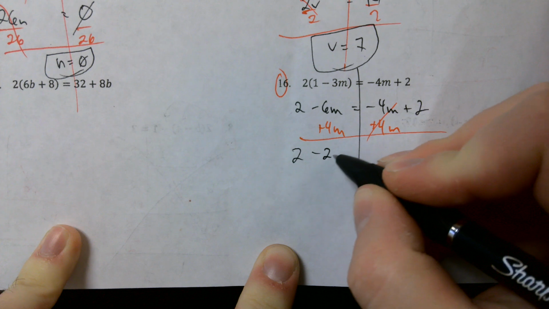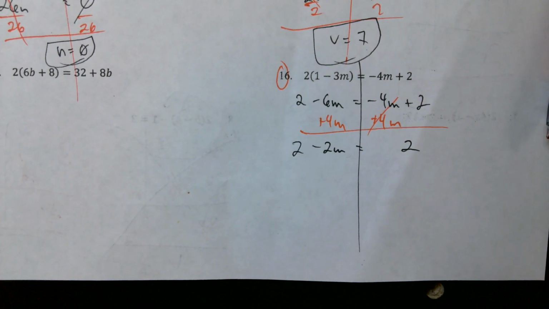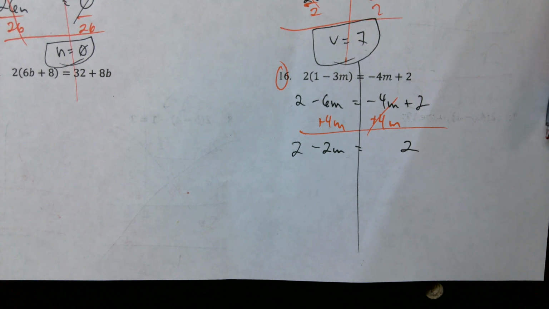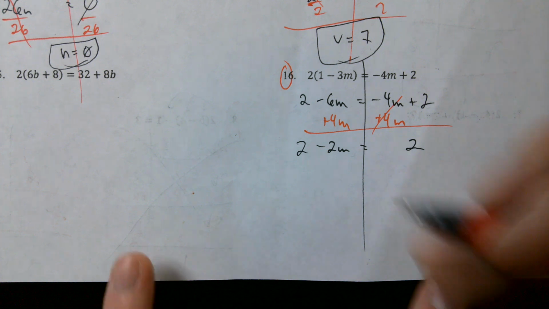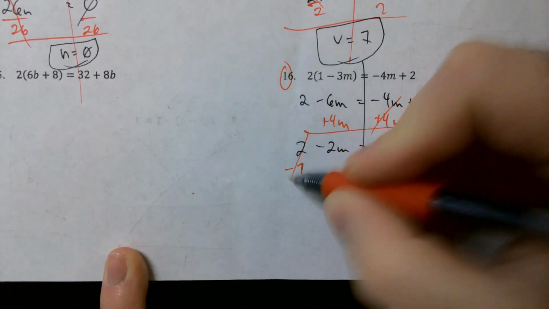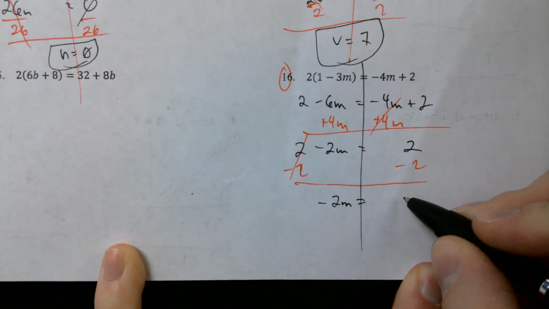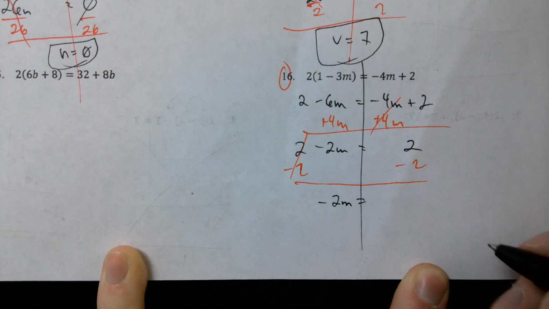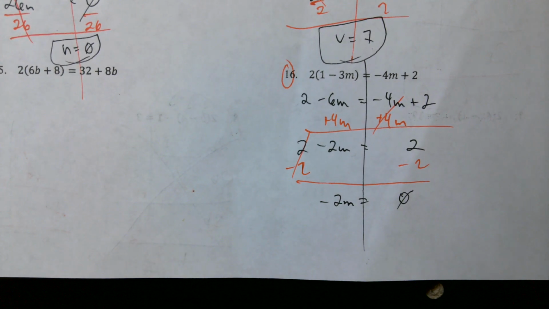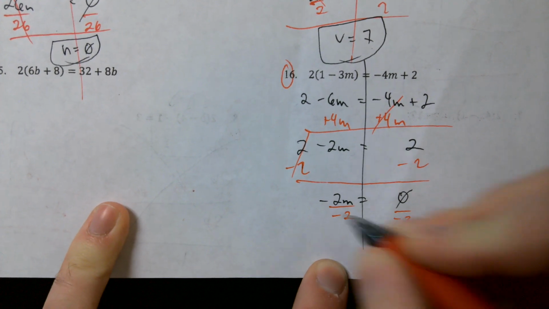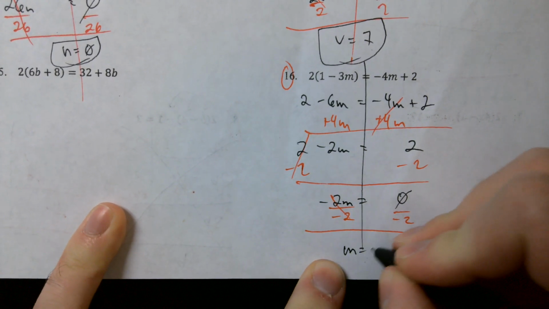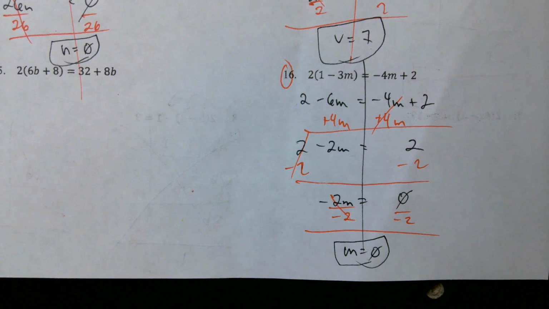Negative 6 plus 4 gives me negative 2m. Right? And what's next? Minus 2. Okay. And just like in number 13, what's 2 minus 2? 4. 2 minus 2? 0. Yeah, I know. You got that right. 0. So it's the same situation as 13. If I divide both sides by negative 2, I'm always going to get 0. All right?